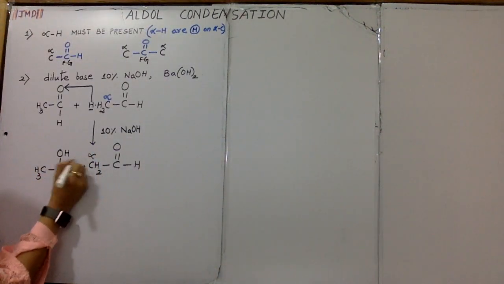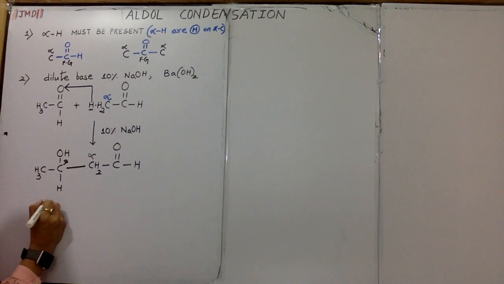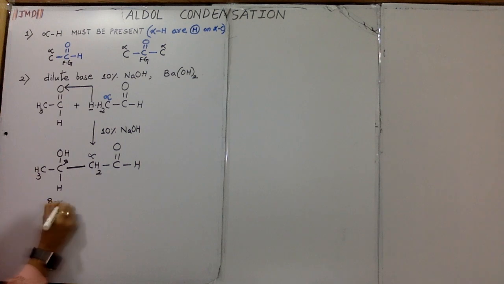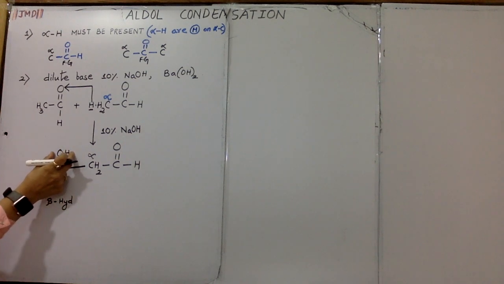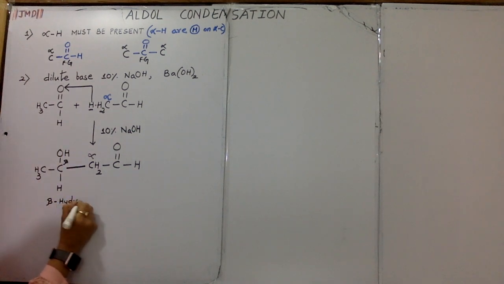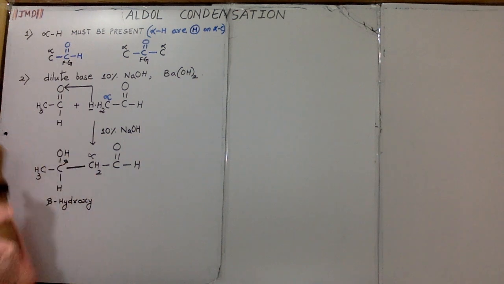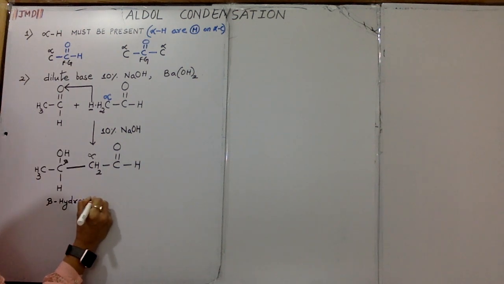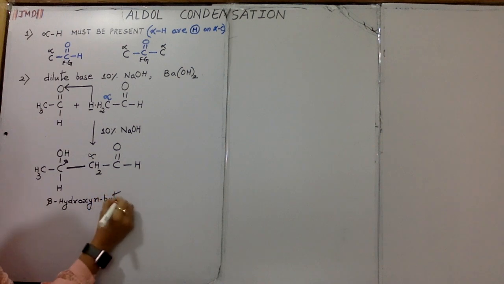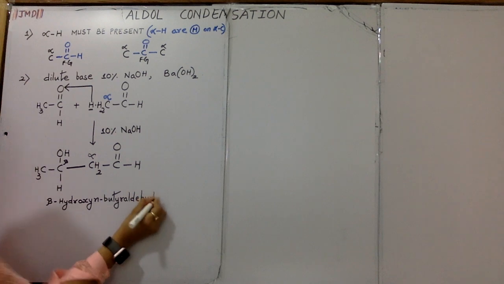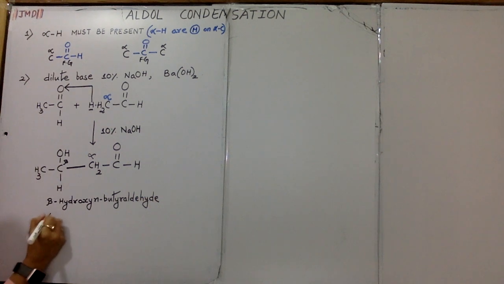Now if this is alpha, this is beta, so I can call this molecule beta hydroxy. You can say hydroxyl group over here, isn't it? So we can call it beta hydroxy, and 1, 2, 3, 4, that is butyraldehyde. So it is beta hydroxy n-butyraldehyde. That is the name of the molecule in the common system. I can also call it aldol acetaldehyde.